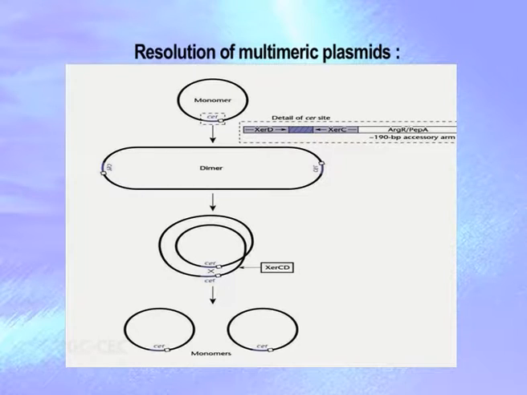So they code for certain proteins called ARG protein or PEP-A protein. What it does is that it binds to these SUR sequences and carries on the resolution of the multimers.